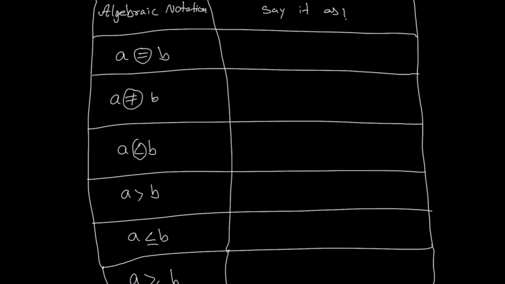This is less than, the smaller number is on the left side in this case. This is greater than, the larger number will be on the left side here, and the wider side will have the larger quantity. This will be less than or equal to, and this will be greater than or equal to.